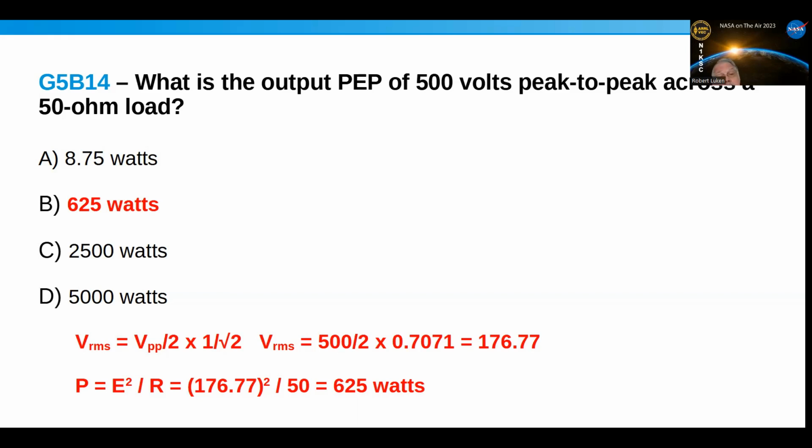Now I can't square that one in my head. We can probably estimate it. If you do it on the calculator, it'll come out 625 watts. Did you get that one, Amanda? Yes, sir.